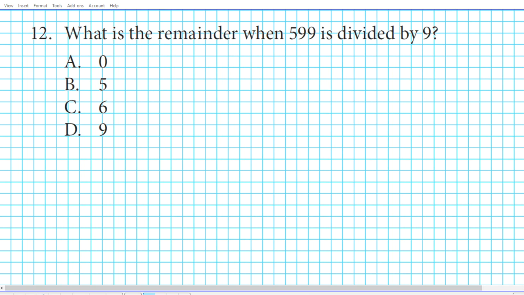Okay, let's take a look at question 12. It reads, what is the remainder when 599 is divided by 9? So we know exactly what to do here. We're just carrying out our long division procedure. So we have 599 divided by 9. We can write this as, if it were a fraction, 599 over 9. So we know what goes where. 599 goes inside and the 9 is on the outside.